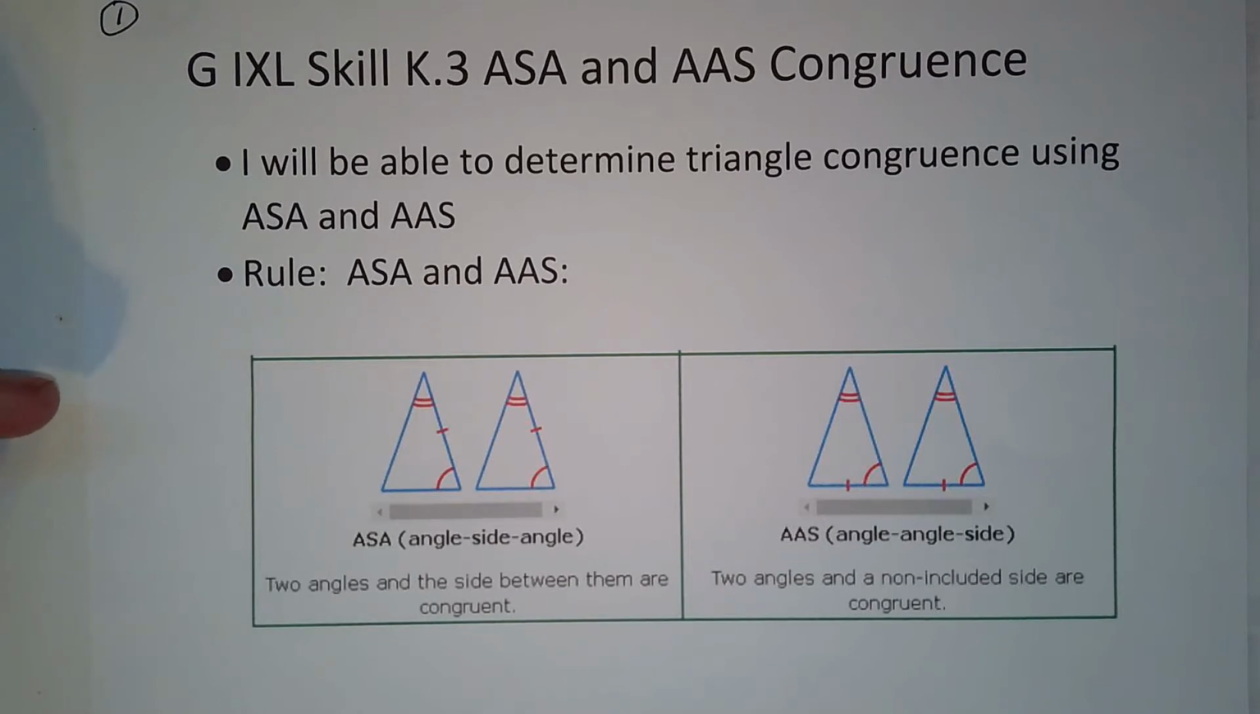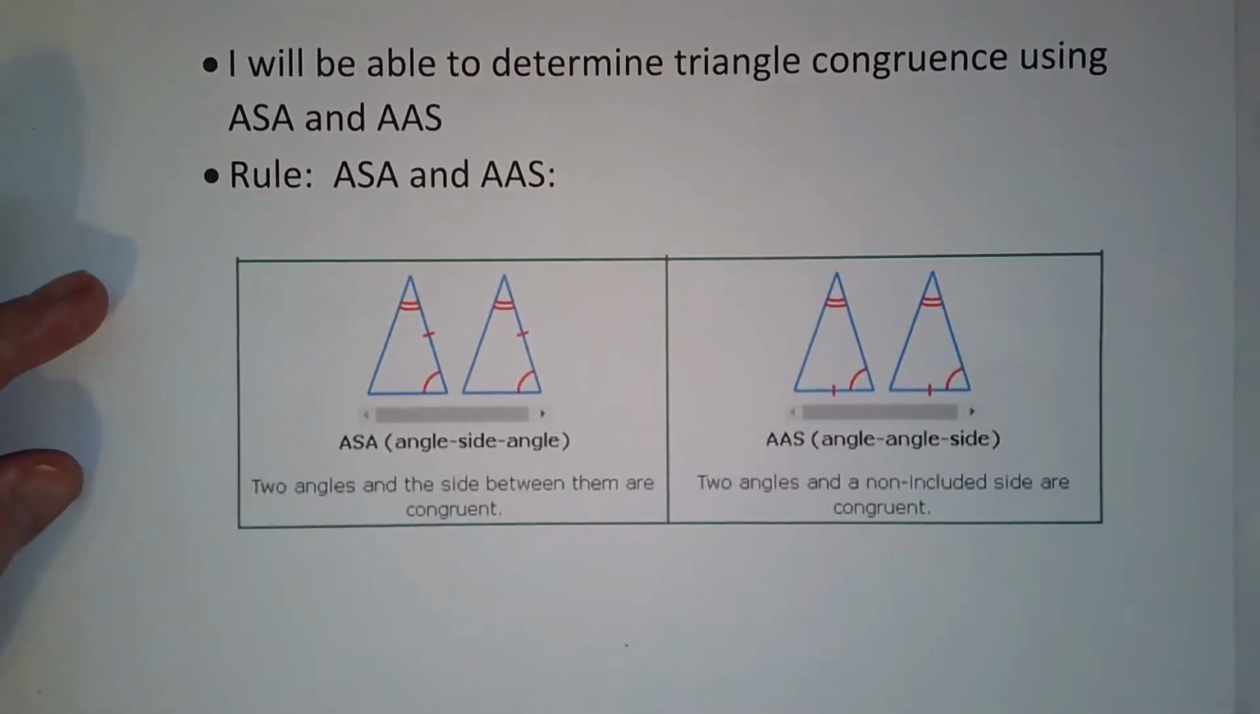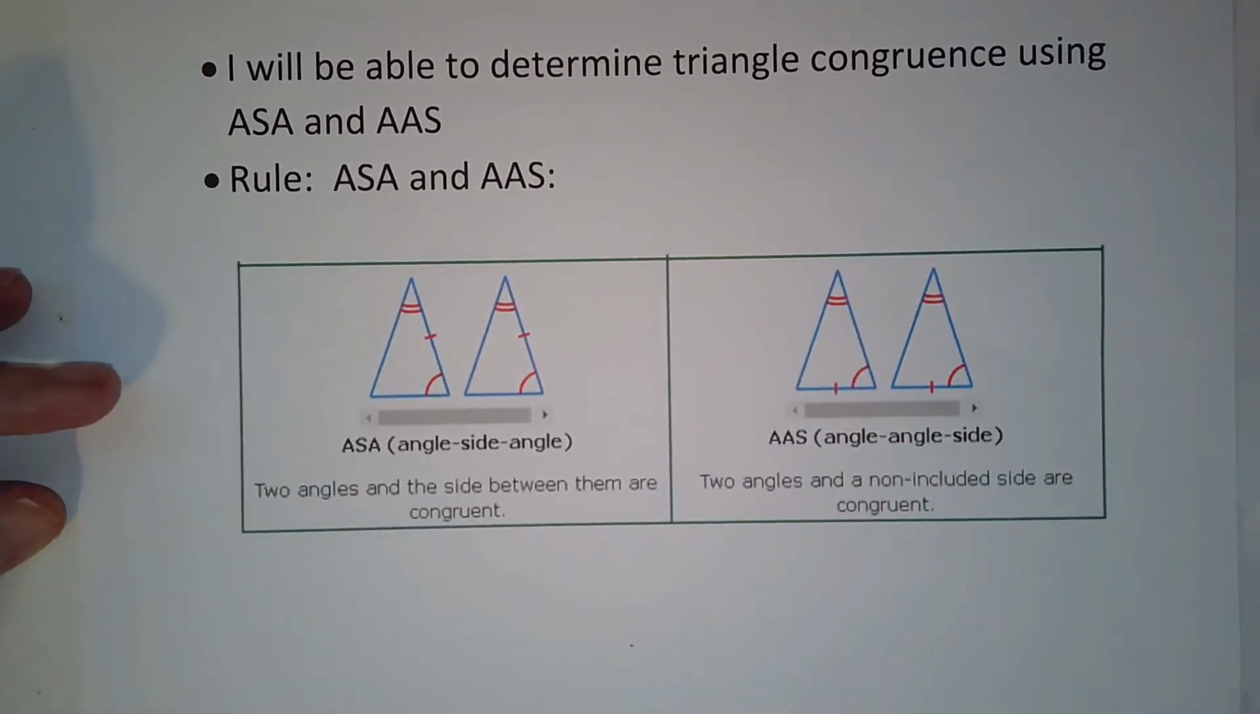The rule is as follows, and it's in the table here. Angle, side, angle congruence simply says that two angles and the side between them are congruent. Now notice these are corresponding angles and sides. If they do not correspond, you do not have angle, side, angle.